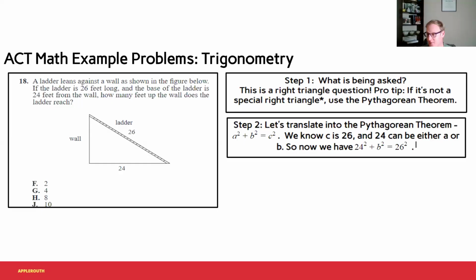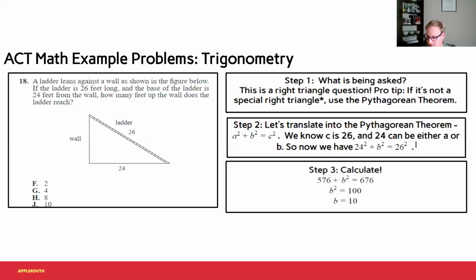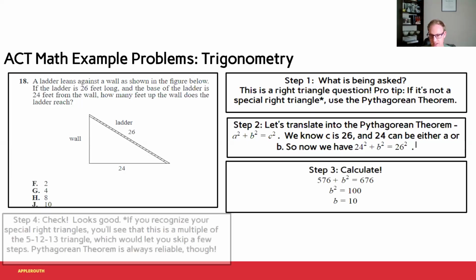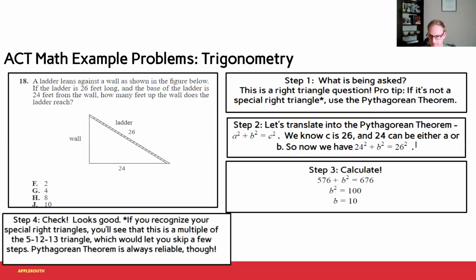Your calculator can do that work for you, especially if we're online and use Desmos. But either way, we calculate it and find that b squared is 100, so b is 10, and that's our answer. Bonus would be if you knew that this was a Pythagorean triplet multiple, so 5, 12, 13, 10, 24, 26, you could get this in a couple seconds, but I don't expect that.